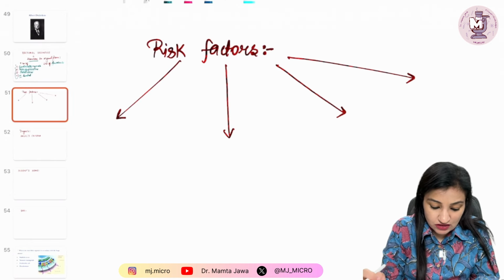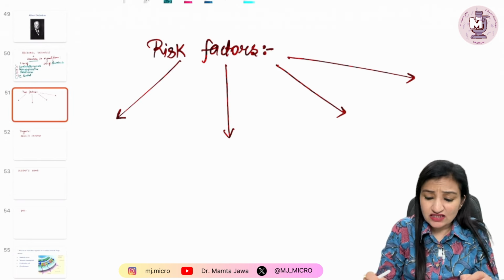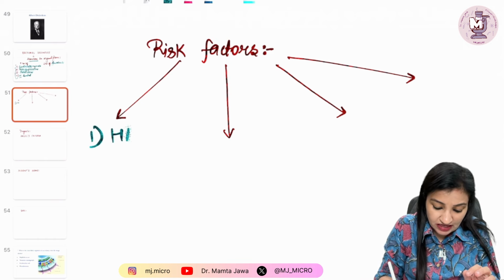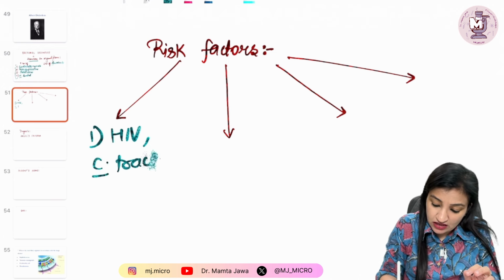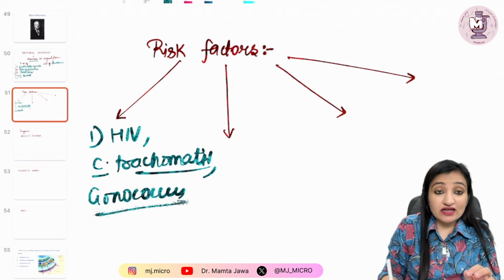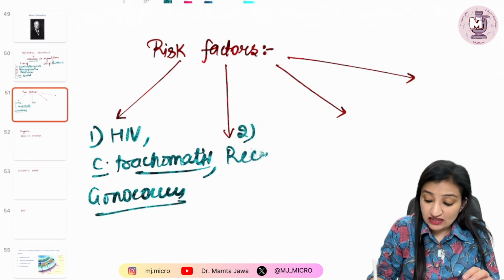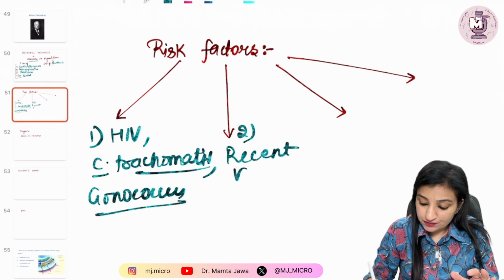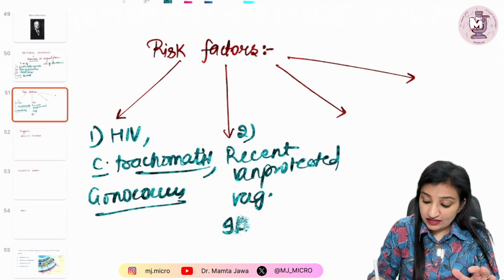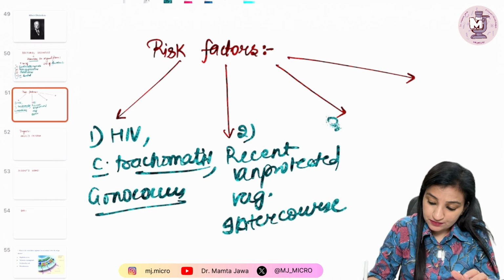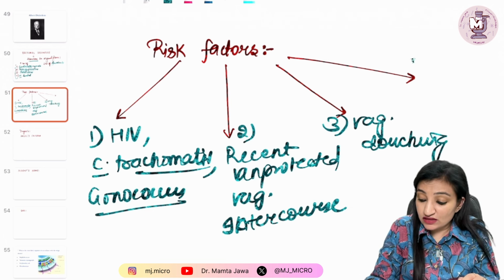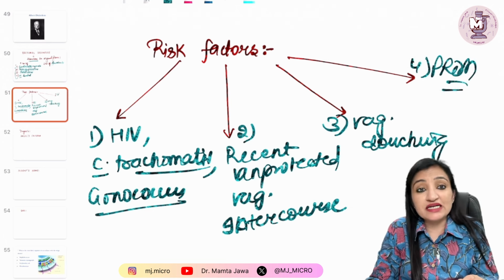Now, what are the risk factors for bacterial vaginosis? Why does this alteration in vaginal flora occur? Number one, coexisting other infections, for example HIV infection, chlamydia trachomatis infection, or gonococcus infection. So that is the first risk factor. Then the second risk factor is recent unprotected vaginal intercourse. Then the third risk factor is vaginal douching. And the fourth risk factor is premature rupture of membranes and preterm labor.